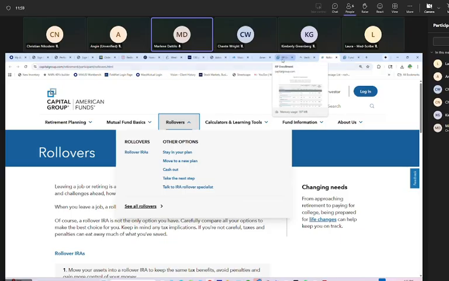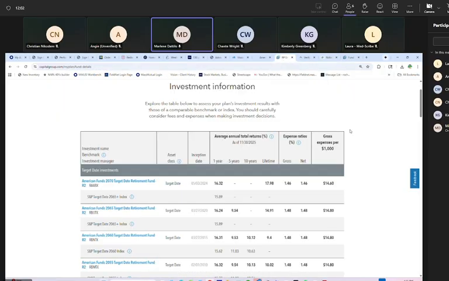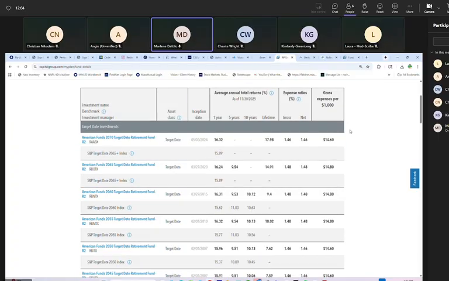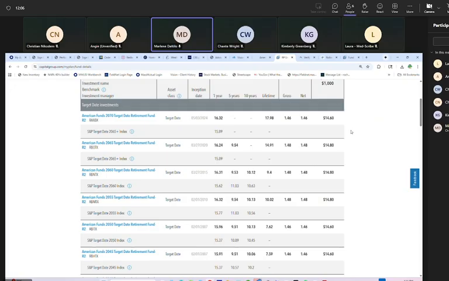Probably the best thing that we want you to be aware of is what your investment options are. Now, what you'll see currently is there are a series of target date funds. These target date funds are related to a year, and you'll notice that they're 5 years apart.